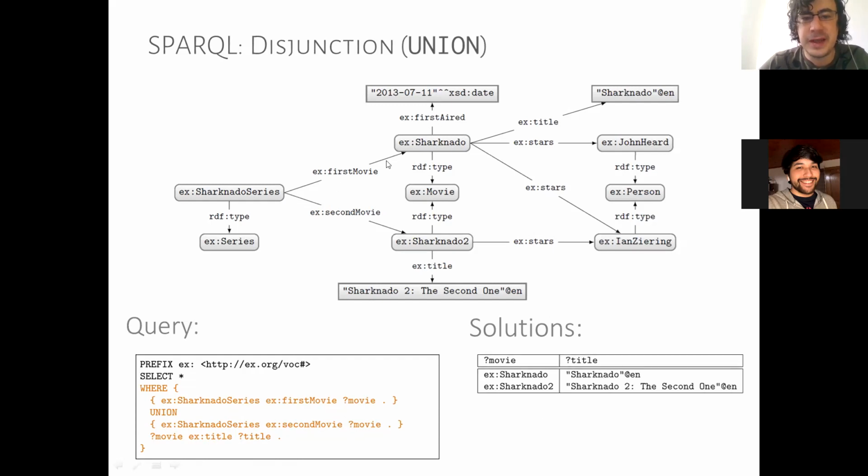And this will return Sharknado as being the name of Sharknado here, and Sharknado 2 being the title of Sharknado 2 here. So this union effectively takes the union of the solutions for this pattern here, which would be Sharknado, and the solutions for this pattern here, the second one, which would be Sharknado 2. So now we have two solutions, and then we join each of them with the title, and that gives us these solutions here. So this is similar to union in SQL.